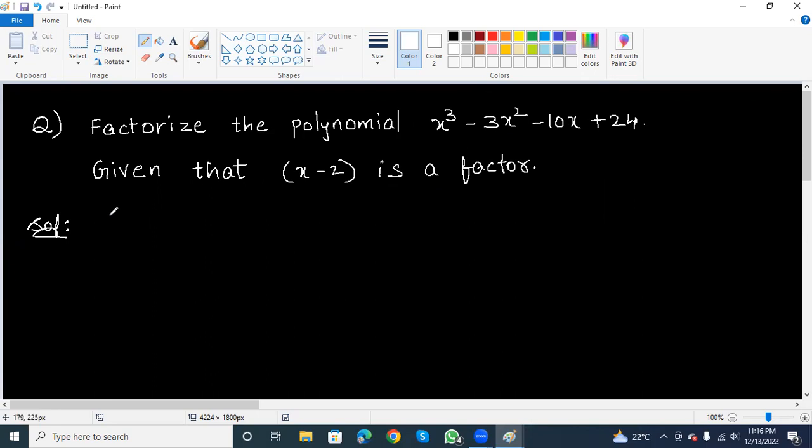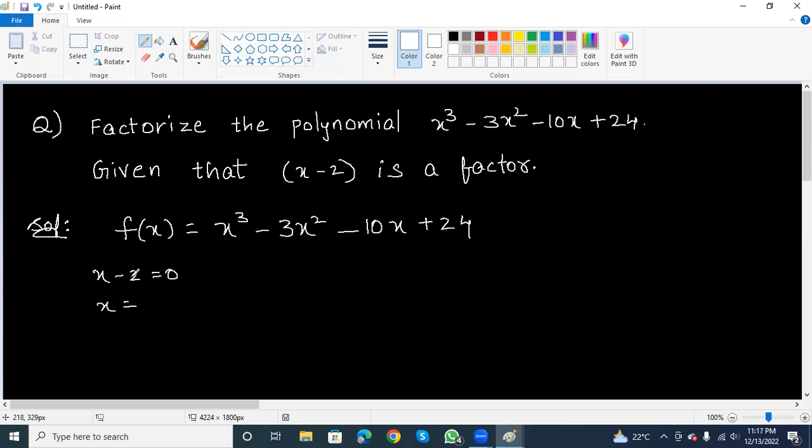So first of all, let's take the given polynomial as f of x. So I'm going to take f of x is equal to x cube minus 3x square minus 10x plus 24. Now, this is a first factor, right? So let's take that first factor is equal to 0, x minus 2 equal to 0. What is x? When you transpose it to this side, x is equal to 2. First we will take the factor, make it equal to 0 and find the x value.